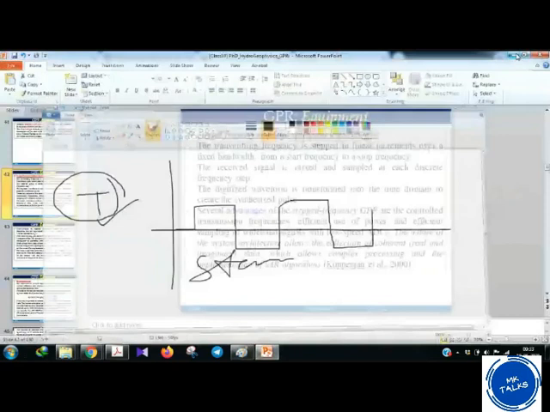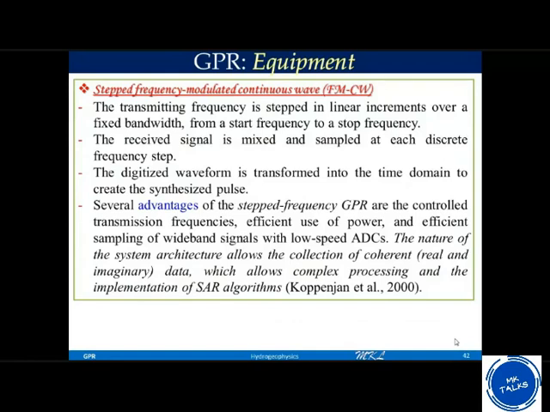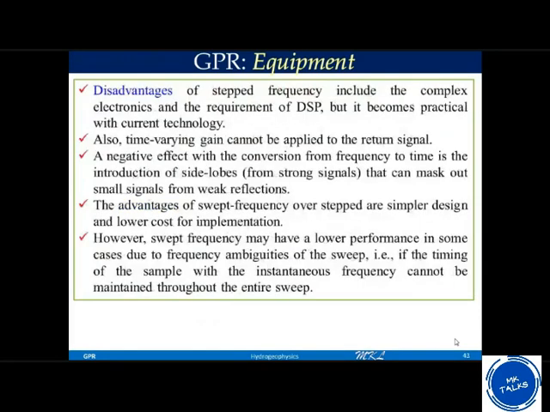So here step frequency is generally used, and the advantages of step frequency GPR are controlled transmission frequencies. It has an efficient use of power, that is very important, and the nature of this system basically allows you to collect real and imaginary data, which allows complex processing and implementation of the SAR algorithm. So disadvantages of step frequency include the complex electronics. The electronics part is complex, so that will be costlier than the previous one, impulse radar, and requires DSP. And also time varying gain cannot be applied to the return system, and several disadvantages are there. But this continuous mode is generally not used for commercial purposes or for our geological or geophysical investigation. Okay, we generally use the impulse radar.